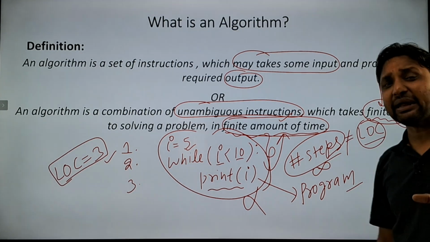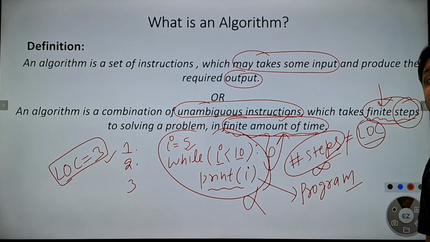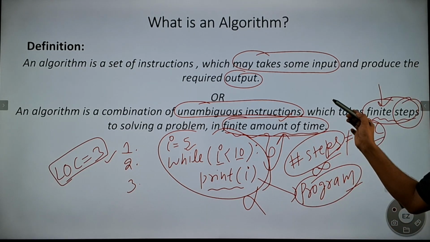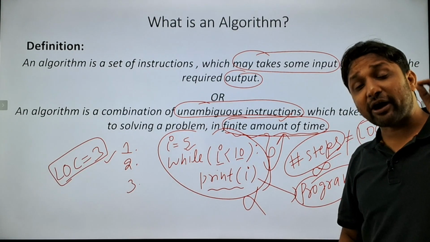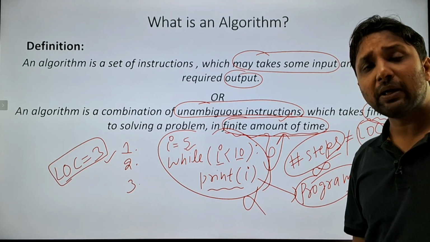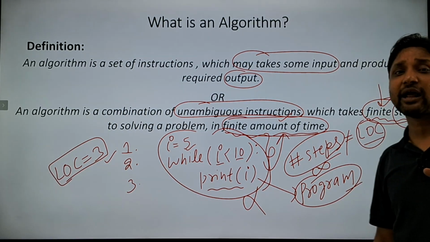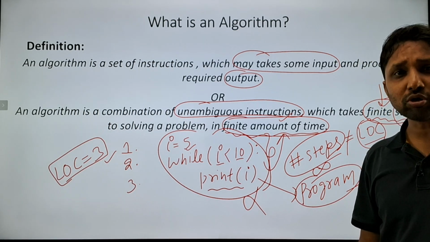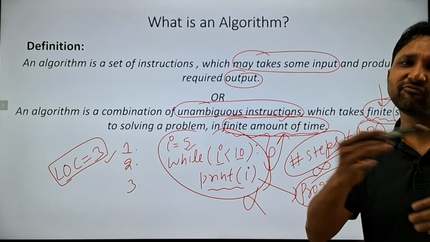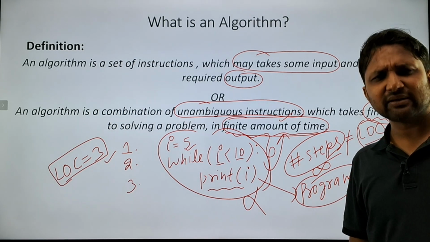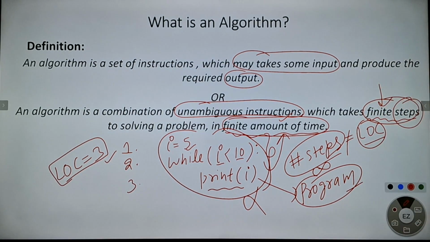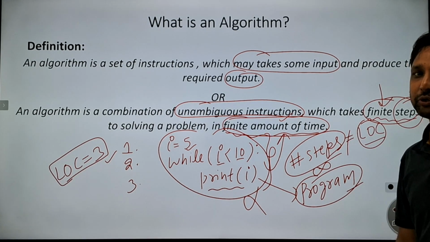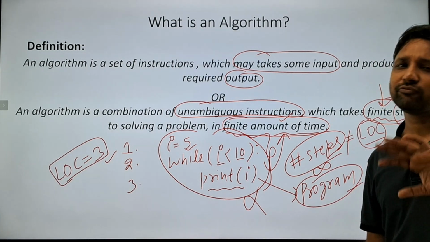A program may take infinite time and infinite steps to execute. So there is a difference between program and algorithm. Algorithms always take finite time and finite steps to execute, but a program may take infinite time and infinite steps. Might be in your college lab, you must have written some codes that got stuck in an infinite loop. So a program can get stuck in an infinite loop, but an algorithm always takes finite steps and finite time to execute. Algorithms are the blueprint of the program.